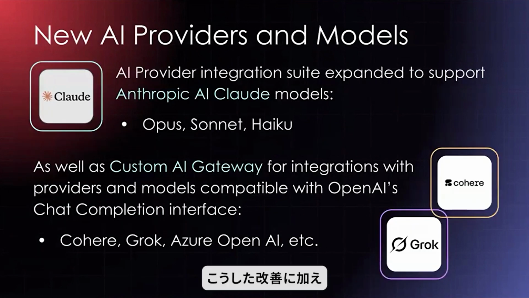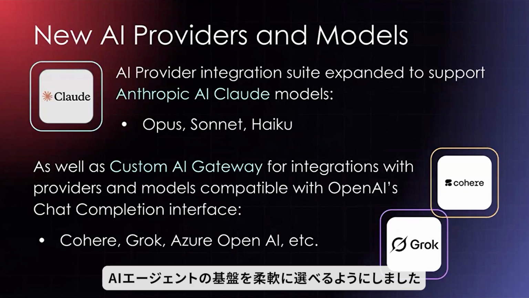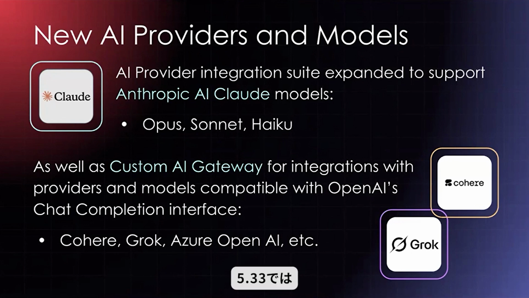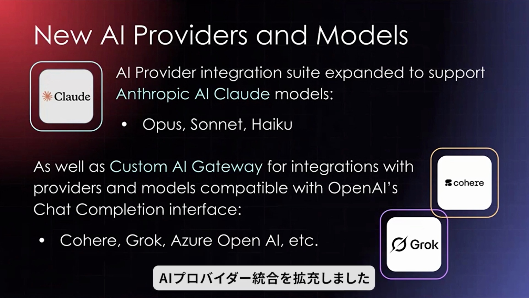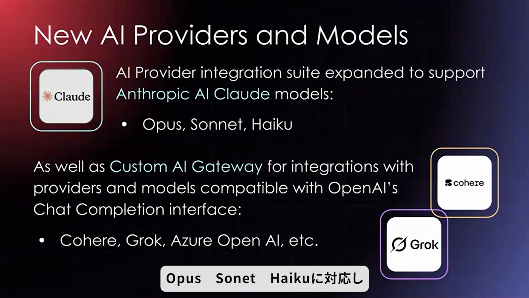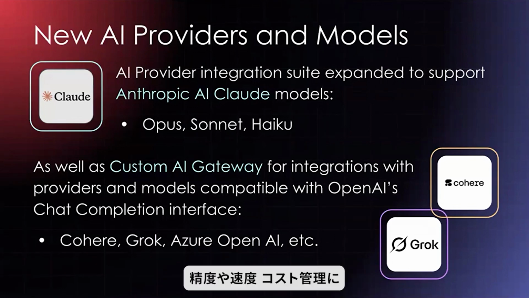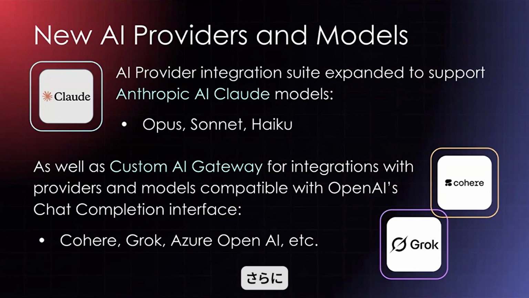Lastly, with all of these improvements in place, we also wanted to give you better flexibility over what powers your AI agents. In 5.33, we've expanded our AI provider integration suite to support the Claude family of models introduced by Anthropic AI, including models like Opus, Sonnet, and Haiku, with a variety of options for accuracy, speed, and cost control.